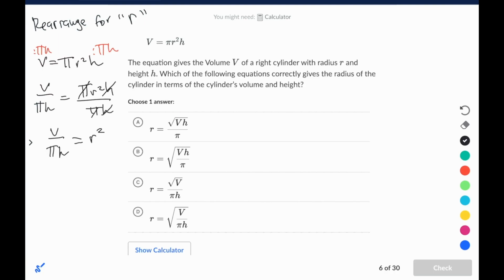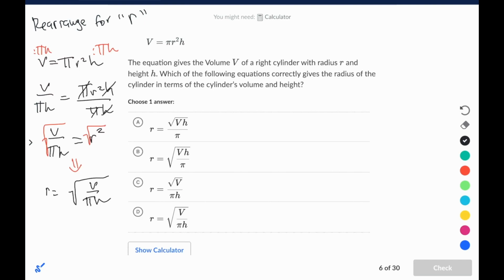But we need it in terms of r. So how can we cancel out the square? Well, we can take the square root. So the square root will cancel out the square, and we will be left with r equals the square root of V over pi h. So A is incorrect because V should be at the top and pi h should be at the bottom. So that immediately eliminates A and B.